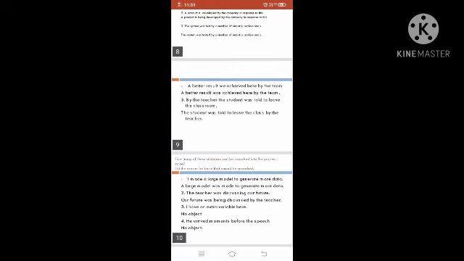Task 5. How many of these active sentences can be reworked into the passive voice? List the reasons for those that cannot be reworked. Question number 1. I made a large model to generate more data. A large model was made to generate more data. Question number 2. The teacher was discussing our future. Our future was being discussed by the teacher.